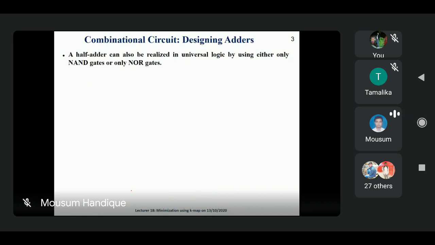A half adder can also be realized in universal logic by using either only NAND gates or only NOR gates. Just tell me, if we are using the NAND gate, what is the expression of S and what is the expression of C? Suppose I am interested to design the half adder with the help of NAND gates. Then what is the expression of S and what is the expression of C? Can you tell me? Just do this one.